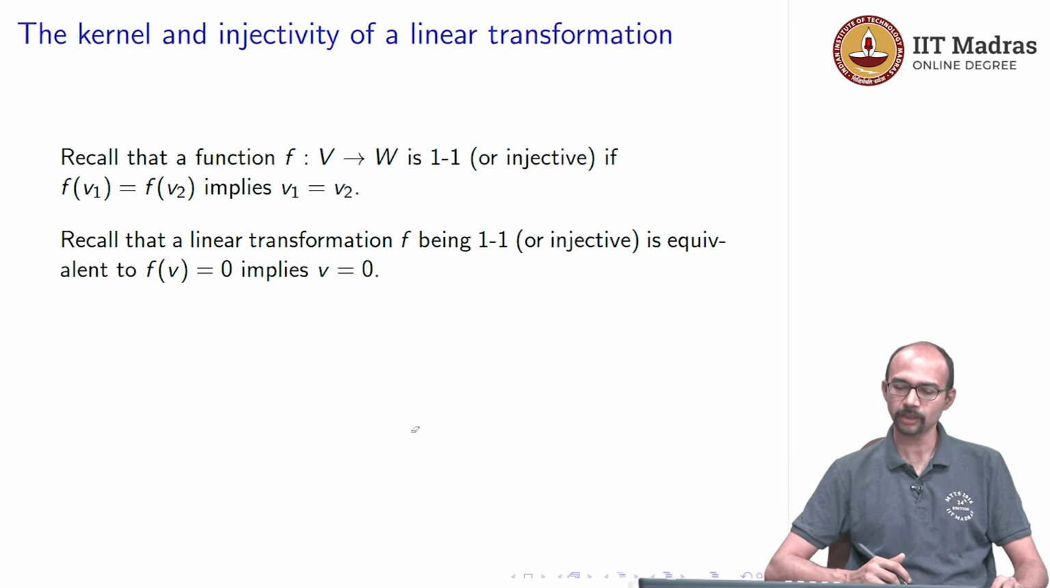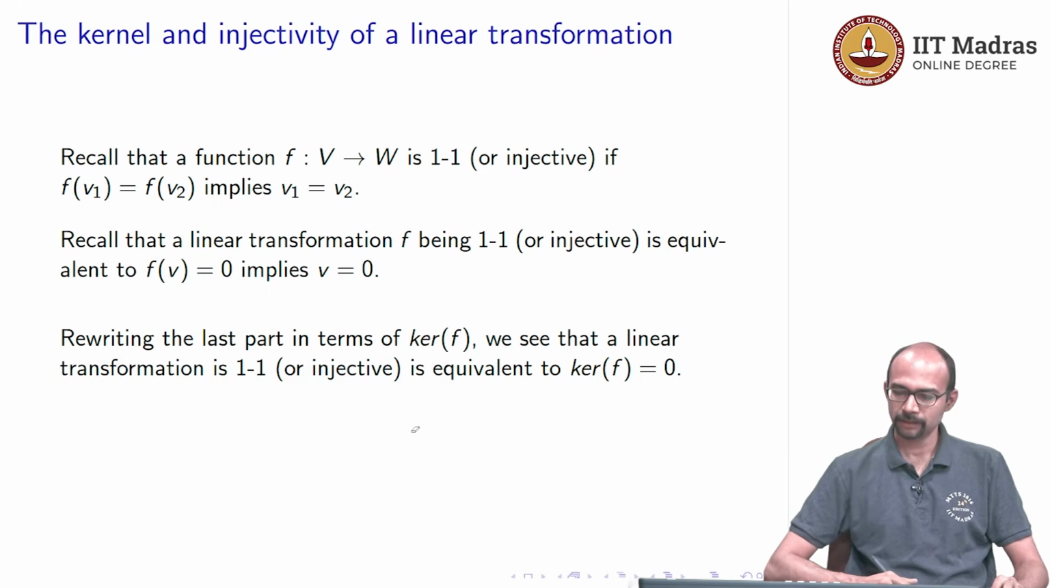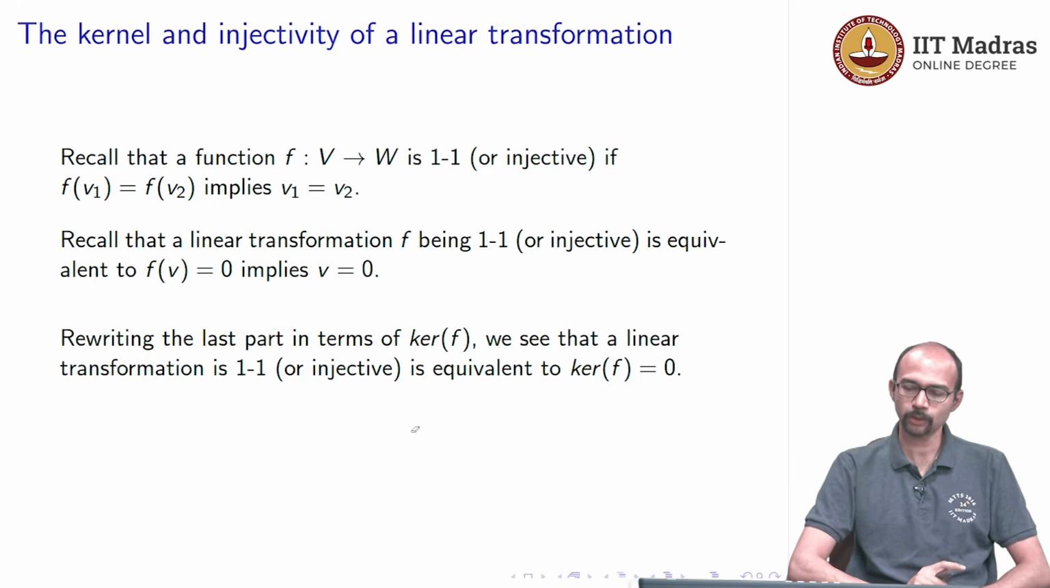So, what does this have to do with the kernel? Well, the first one you may not be, it may not be clear, but the second statement makes it clear what it has to do with the kernel. f(v) equals 0 implies v is 0. So, if a linear transformation is 1-1 or injective, then the kernel must be 0. That is what we are saying, because if f(v) is 0, then v must be 0. So, the only possible choice of vector which yields that f(v) is 0 is the 0 vector itself. So, if f is 1-1 or injective, then the kernel of f is 0. On the other hand, if the kernel is 0, that means whenever f(v) is 0, v is 0.